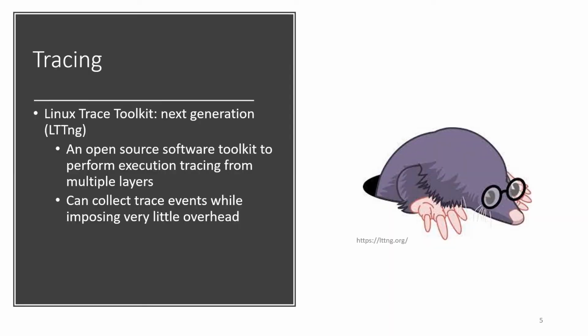To perform this tracing, we use Linux Trace Toolkit Next Generation, which is commonly known as LTTng. It's an open source software toolkit that can perform execution tracing on multiple layers, so we can collect information from the kernel level, network level, and user space level, and it can collect trace events while imposing very little overhead to the system, making it ideal for our analysis.